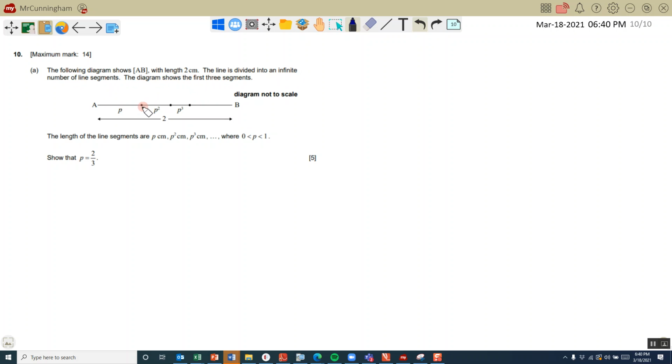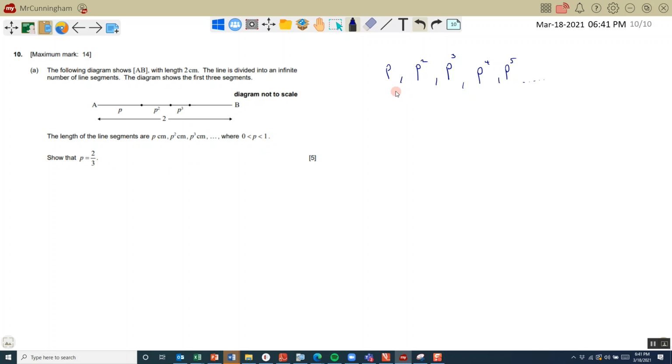So the first segment is P. The second segment is P squared. The third segment is P cubed, and it's divided into an infinite number of segments, so the next segment would be P to the 4, P to the 5, and it's going to keep going. And the length of the segments are P, P squared, P cubed, where P is between 0 and 1. Okay, so that's quite important. Show that P is equal to 2/3.